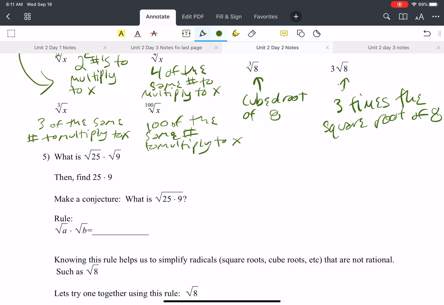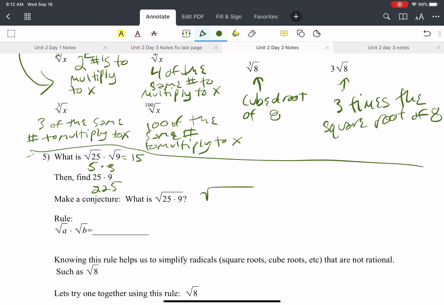What's the square root of 25? 5. So if I was going to simplify this, I'd have 5, and then what's the square root of 9? Do you guys agree that this is going to simplify to be 15? Yes. Good. Now, what is 25 times 9? 225. So the square root of 25 times 9 is the same as the square root of 225. Type that into your calculator and tell me what the square root of 225 is.